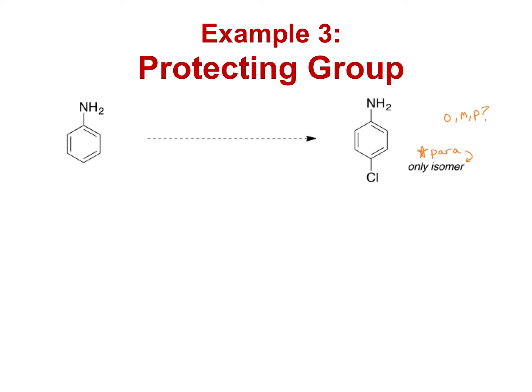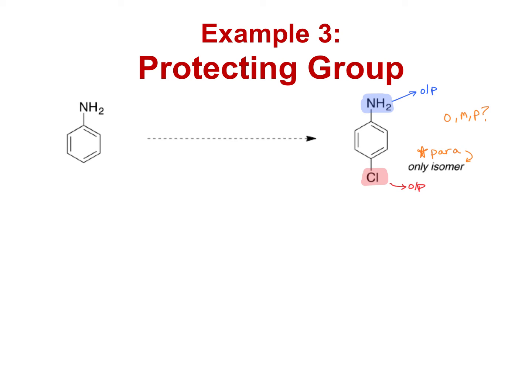So then the next thing we want to do is figure out what directors we have. So up here we have the NH2. The NH2 is what kind of director? Right, it's an ortho-para director. And then what we have on the bottom is a Cl. So the Cl is an ortho-para director also. So that's a good sign that we're going to be able to make our product.